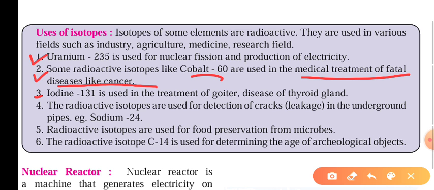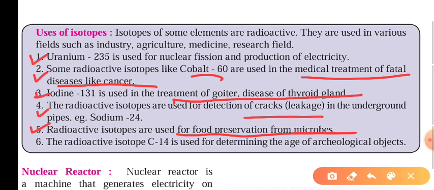Next, iodine 131 is used in the treatment of goiter, a disease of the thyroid gland. The radioactive isotopes are used for detection of cracks or leakage in underground pipes, for example, sodium 24. Radioactive isotopes are also used for food preservation from microbes. With the help of these radiations, they kill the microbes present in the food so that it can be preserved for a longer time.